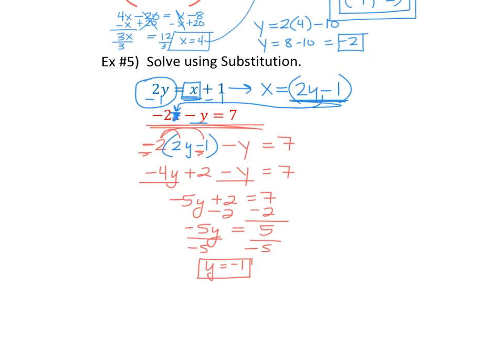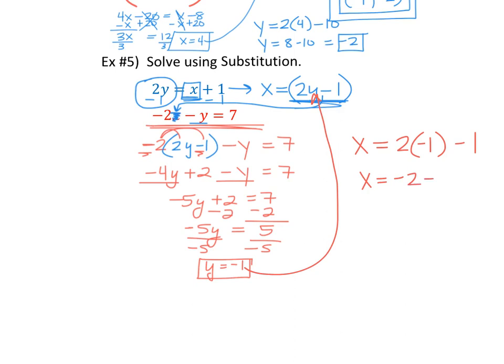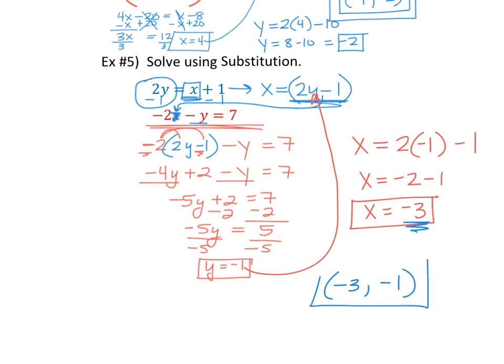Okay. Then I can take that and I can plug it in right here. So x is equal to 2 times negative 1 minus 1. So x equals negative 2 minus 1. So x is negative 3. Okay, which means my answer is the point. Make sure you put your x first. Negative 3 always, or the x value always comes first, so negative 3, and then my y value, negative 1, and that will be my answer.